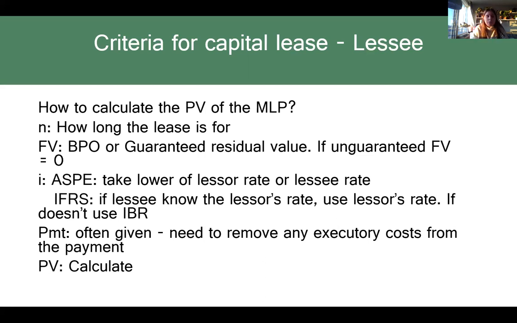Executory costs could be administrative expenses for the lease that they're repaying to the lessor. It's normally very clear if there's any in the problems. And then you find the present value. So if that value is more than 90% of the fair market value of the asset, then you have a capital lease.